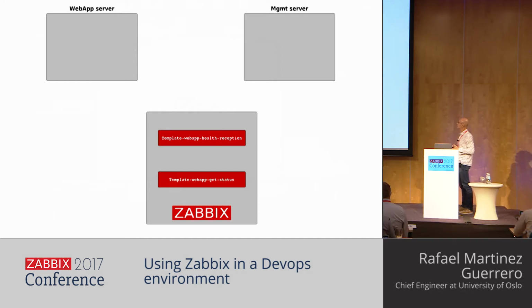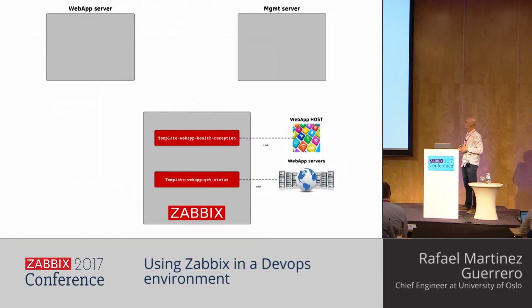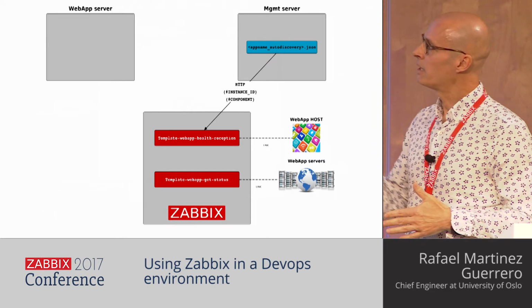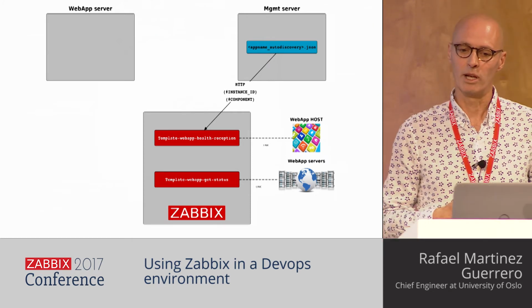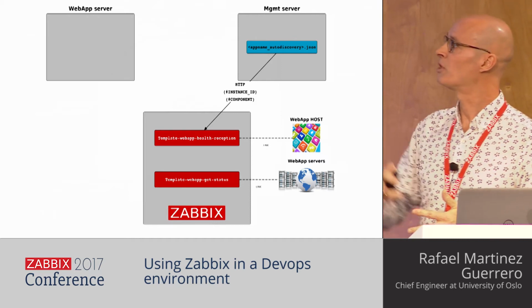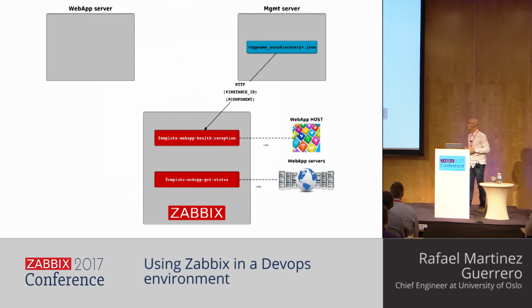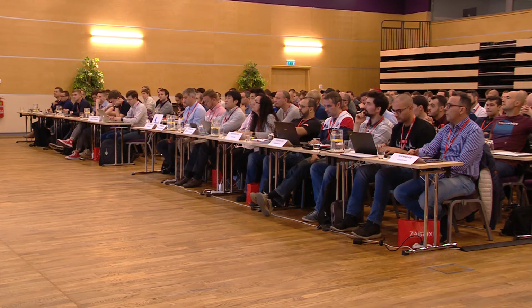We have two templates in Zabbix. The first one, we link it to all the application hosts in Zabbix. And the second one, we link it to all the servers running applications. The template linked to the application host will use the auto-discovery data we have generated to get information about all the instances and components an application has, and it will generate all the items and triggers an application will have.